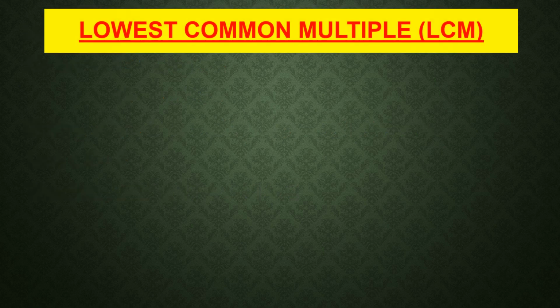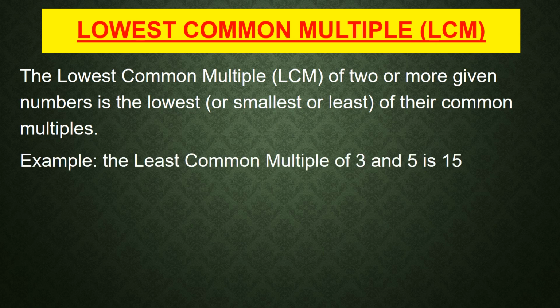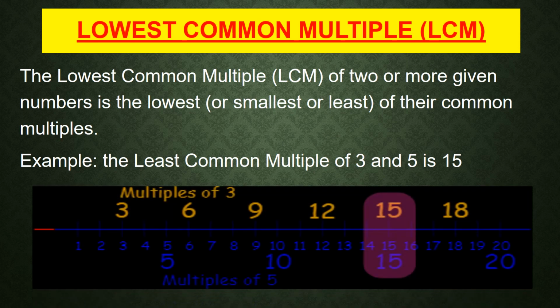Next topic is lowest common multiple (LCM). The lowest common multiple (LCM) of two or more given numbers is the lowest or smallest of their common multiples. Let's take one example. The LCM of 3 and 5 is 15, because 15 is a multiple of 3 and also a multiple of 5, and it is the smallest common multiple of both the numbers. Other common multiples are 30, 45, etc. But they are all larger than 15. So LCM of 3 and 5 is 15.